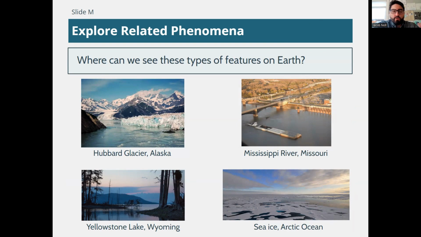What I'd like for you to do is take a moment. Where can we see these types of features on Earth? What do you see in the image of the glacier in Hubbard in Alaska? Where else would we see something similar to that? Or if we're considering the Mississippi River, what features do you notice in that image? Where else would we see things similar to that? Take a moment and consider.